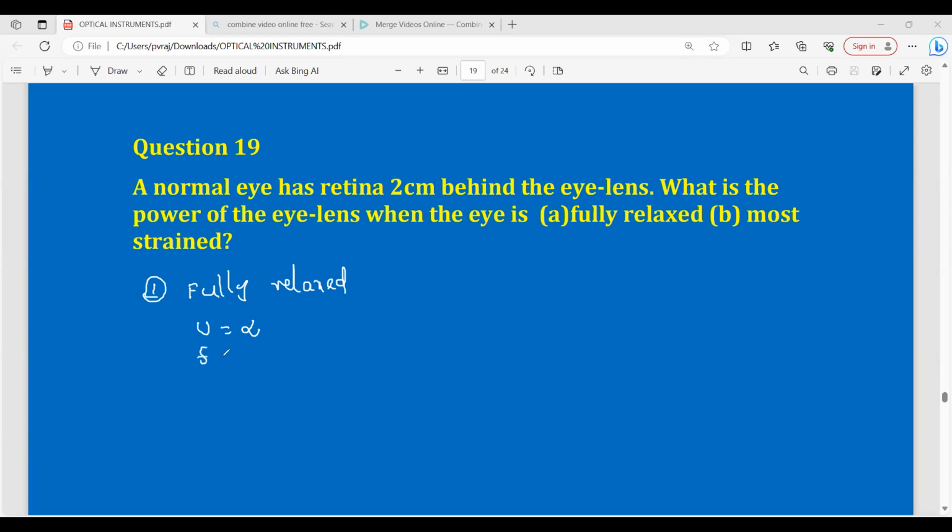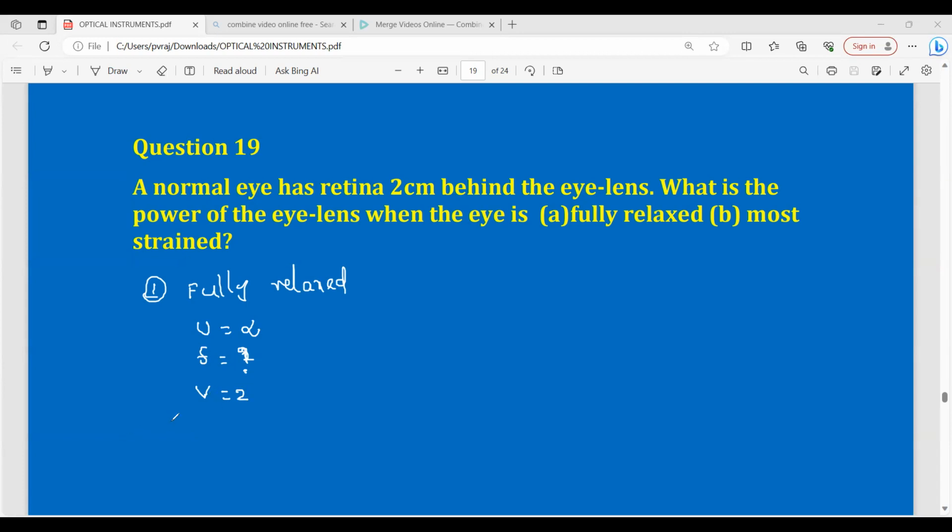And already we know that focal length. What is the focal length? 2 centimeters behind it is given, na? So focal length we don't know. What is the power of eye lens? That you have to find out. Focal length we don't know. But V ఎక్కడ ఫామ్ అవ్వాలి? 2 centimeters కదమ్మా. V equal to 2 centimeters. లెన్స్ కి రెండో వైపు కాబట్టి ప్లస్ ఏ పెట్టుకుంటాం.